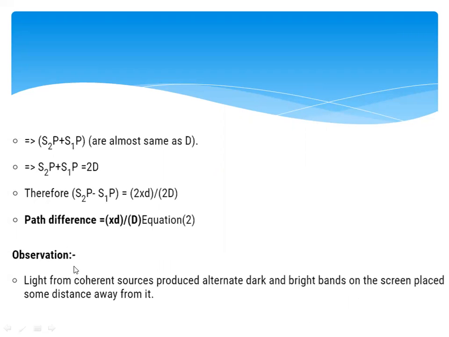So what is the observation that you understand from this diagram? Light from coherent sources produces alternate dark and bright bands on the screen placed some distance away from it. This is what we understand from the Young's double slit experiment. Go through this video once again so you will have a better idea.